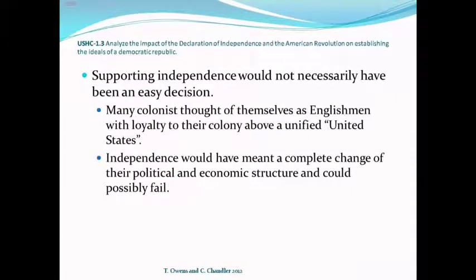Another misunderstood idea is that supporting independence would have been an easy decision, and it wasn't. Most colonists really thought of themselves as Englishmen first and then colonists second, and they certainly didn't believe in a unified United States. It would have meant a complete change of political and economic structure, and it could possibly fail, and they could end up getting hurt, dying, or losing their economic livelihood. And so a lot of colonists don't really like the idea of independence initially.